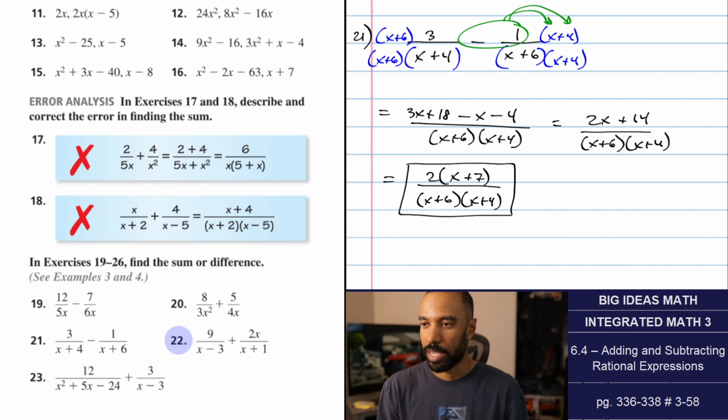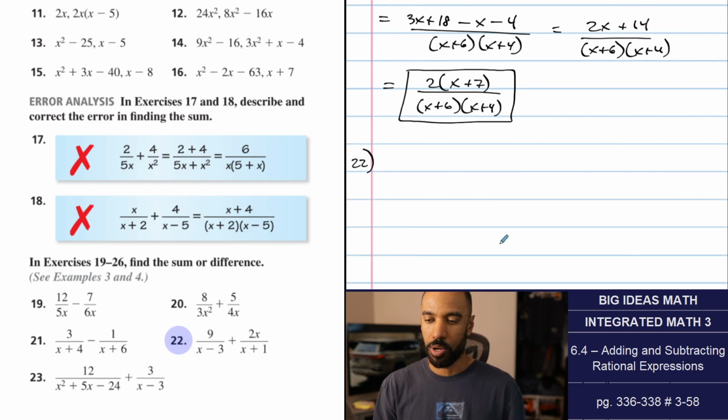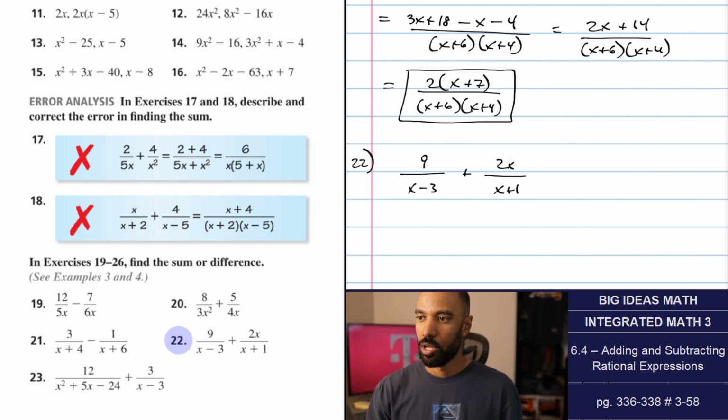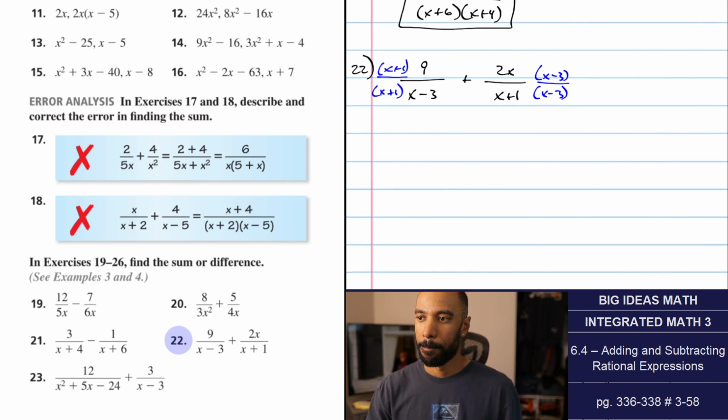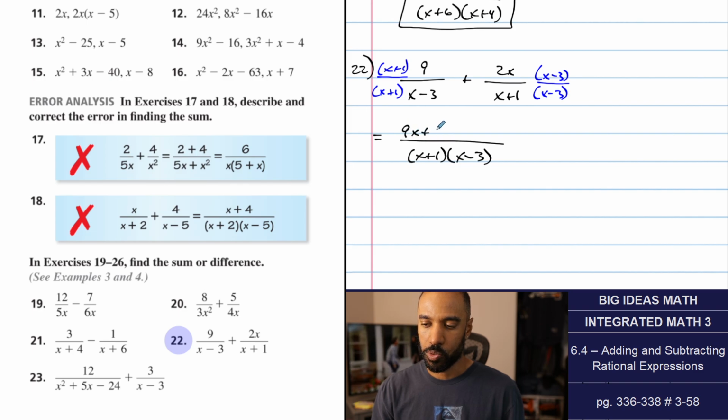Number 22, I guess an easier problem because we now have addition. So we don't have to worry about distributing a negative. So 9 over x minus 3 plus 2x over x plus 1. This is missing an x minus 3. This is missing an x plus 1. So on bottom, we have a common denominator, x plus 1 times x minus 3 now. 9 times the quantity x plus 1 is 9x plus 9. 2x times the quantity x minus 3 is 2x squared minus 6x.